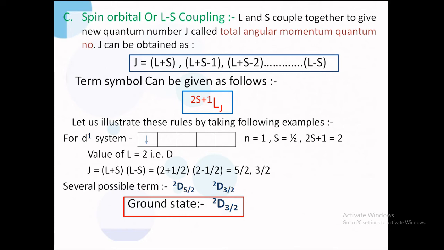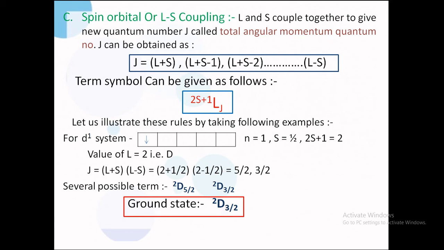We can simplify this by taking an example of a d1 system. For a d1 system, there is only one unpaired electron, so the number of unpaired electrons is 1. For this unpaired electron, the value of the spin angular momentum quantum number S is equal to half, and by this we can calculate the spin multiplicity by applying the formula 2S plus 1. We will get the value 2. The value of L is 2, so it is represented by capital D.